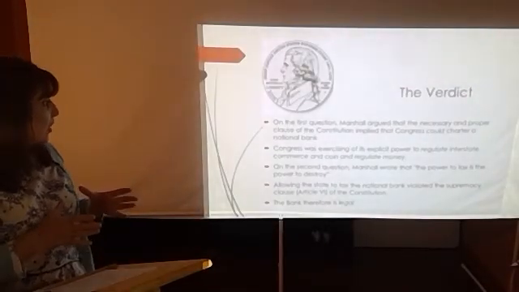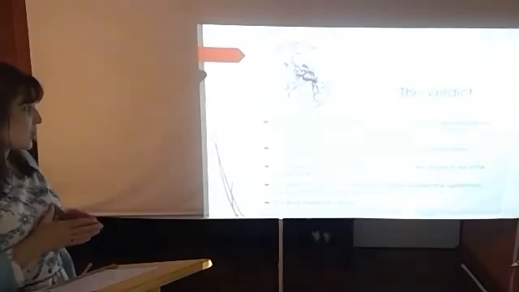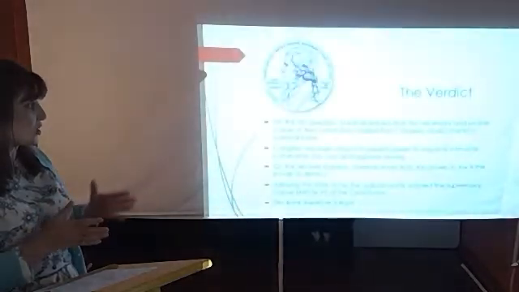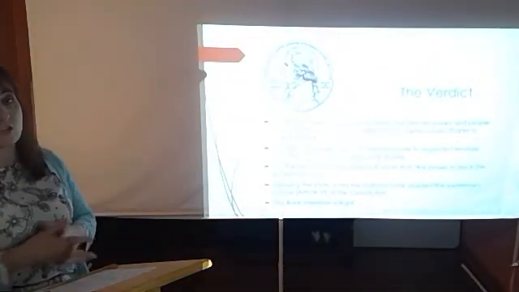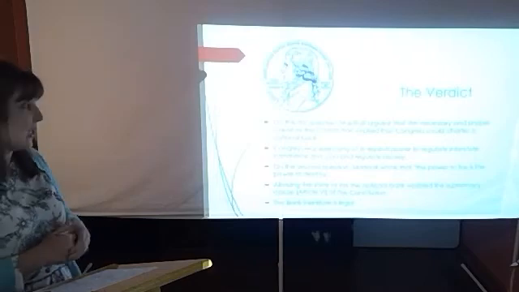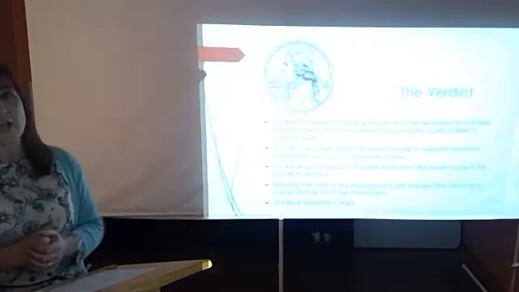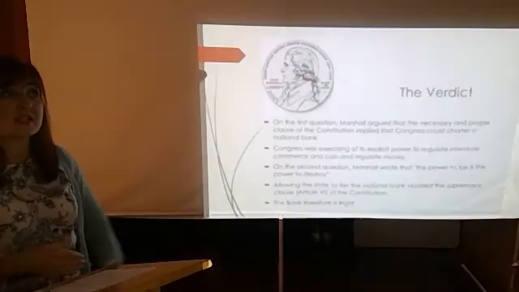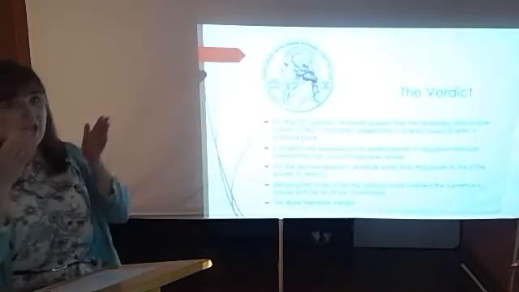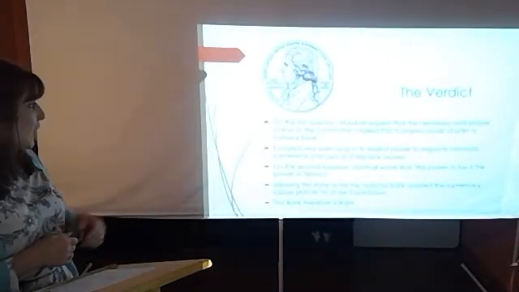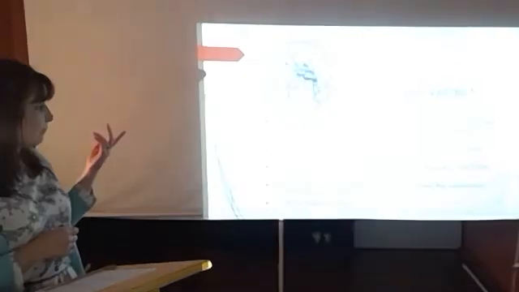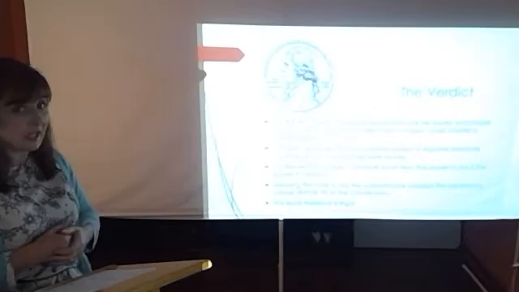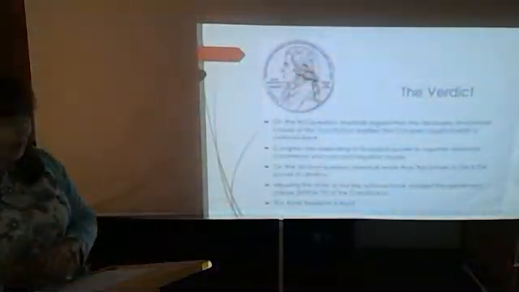The verdict. Well, on the first question, Justice Marshall argued that the necessary and proper clause of the Constitution implied that Congress could charter a national bank. In other words, he said there are implied powers in the Constitution. They're included in the necessary and proper clause because it says that Congress can do whatever is necessary and proper to carry out their duties. He said Congress was exercising its explicit power to regulate interstate commerce and coin and regulate money, and in order to do that, they needed the bank.